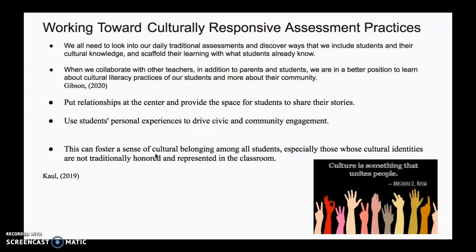We need to use students' personal experience to drive civic and community engagement. This can foster a sense of cultural belonging among all students, especially those with multicultural identities who are not traditionally honored and represented in the classroom.